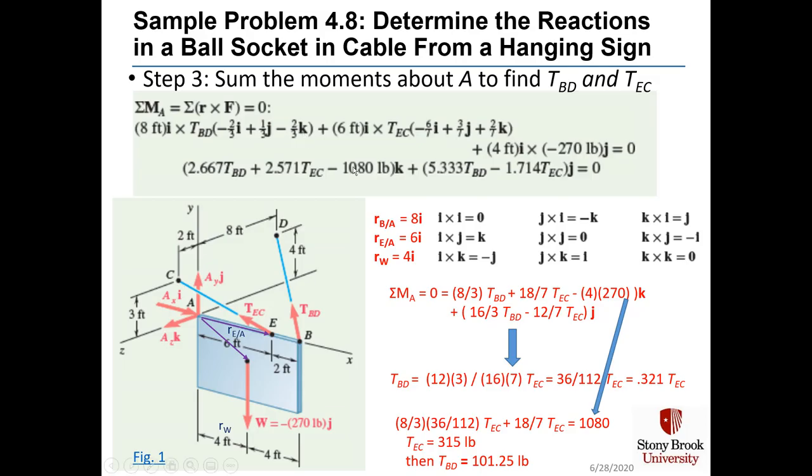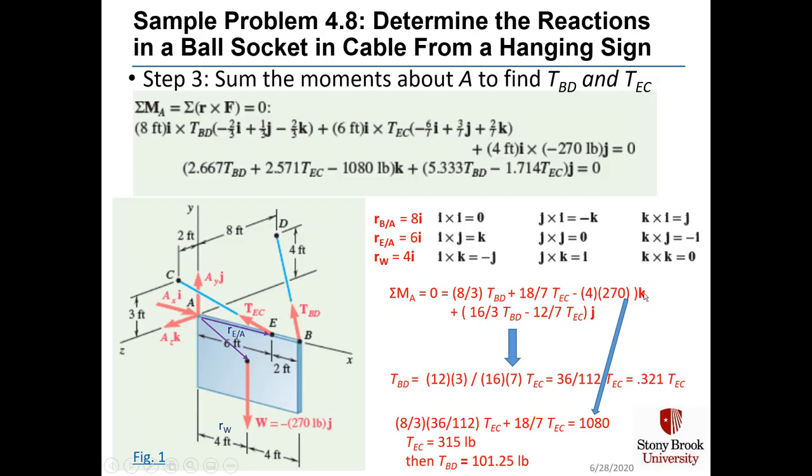times T_BD times j, because i cross k is negative j, and negative j times negative 2/3 times 8 is positive 16/3 times j. Our next term is 6 i cross T_EC times minus 6/7 i. i cross i is 0, so we don't get a term there. Next one is 6 i crossed with T_EC times 3/7 j. i cross j is k, and 6 times 3 is 18.